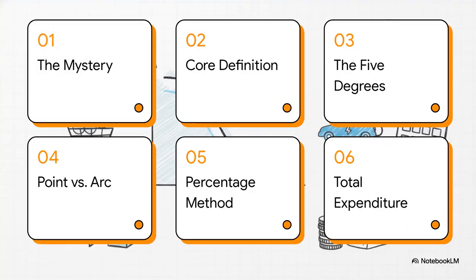Here is our roadmap for this explainer. First, the mystery. Second, the core definition. Third, the 5 degrees. Fourth, point versus arc. Fifth, the percentage method. And finally, total expenditure.